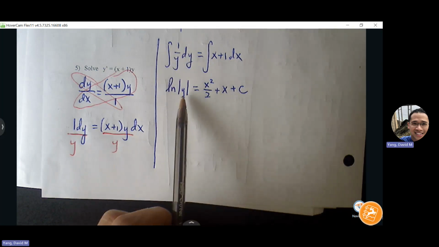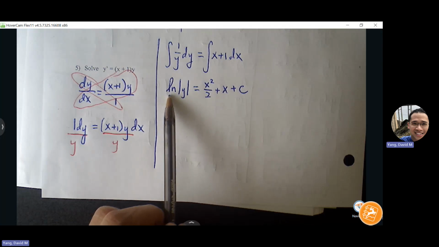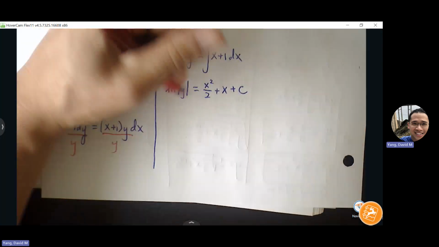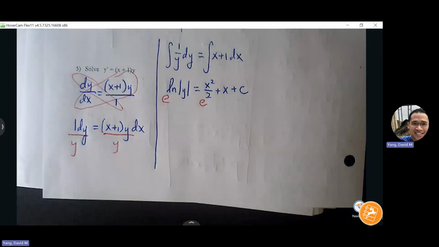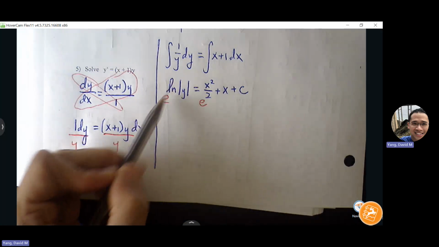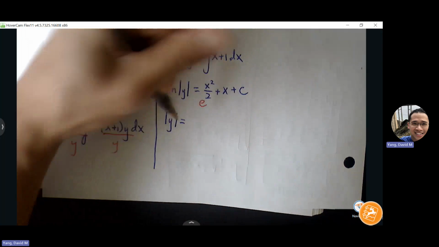Okay, I want to solve for y, but y is stuck inside the natural log. What can we do to get that natural log to go away? Involve the inverse. We know e and natural log have a nice canceling out relationship. So I can cancel out e and natural log. Absolute value of y is going to stay.